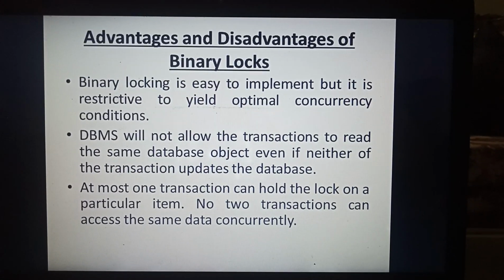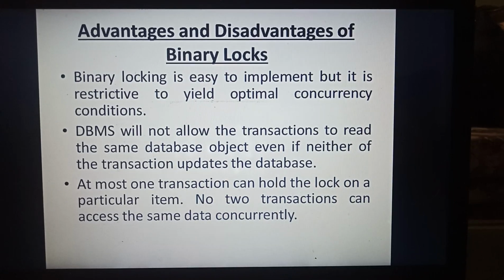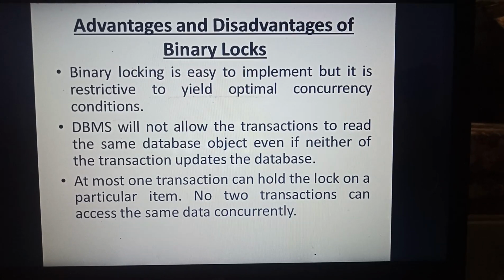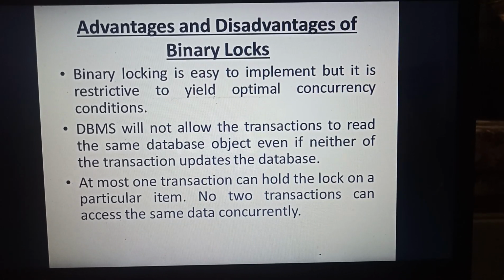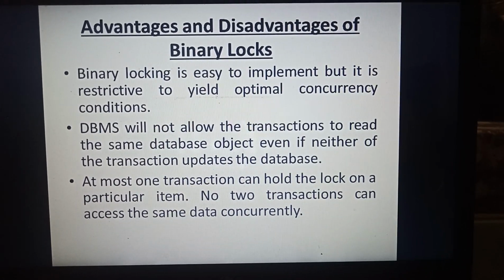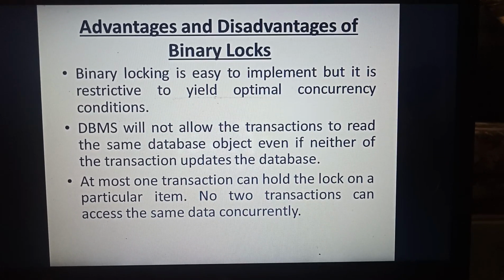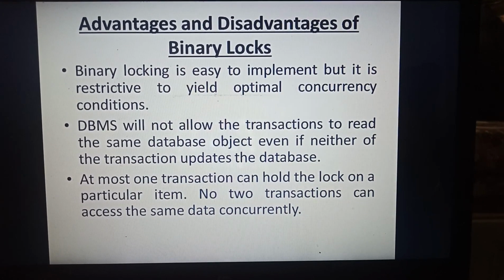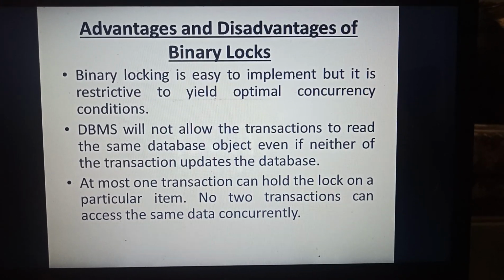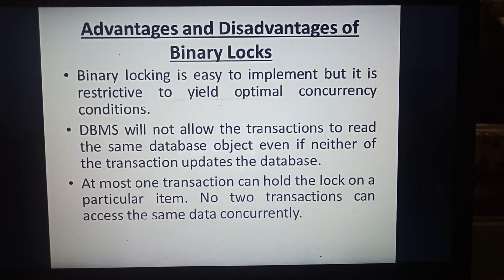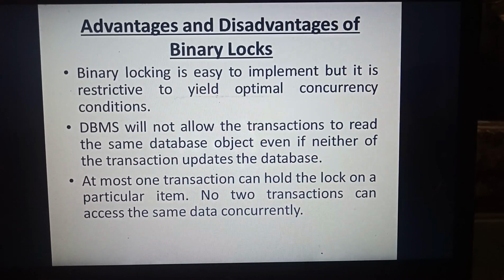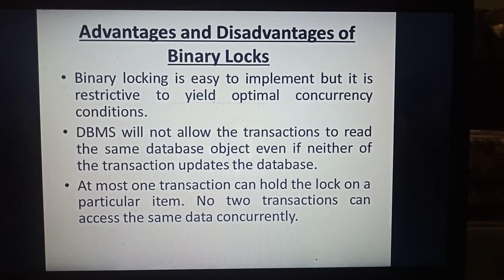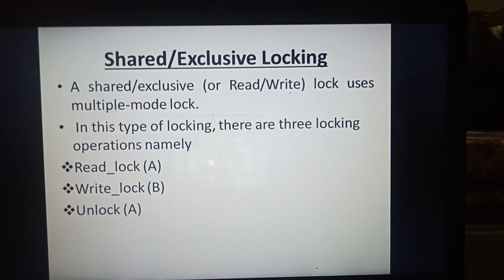There are some advantages and disadvantages of binary locks. Binary locking is easy to implement, but it is too restrictive to yield optimal concurrency conditions. Second, the DBMS will not allow the transactions to read the same database object even if neither of the transactions updates the database. And last, at most one transaction can hold the lock on a particular item at a time. No two transactions can access the same data concurrently.